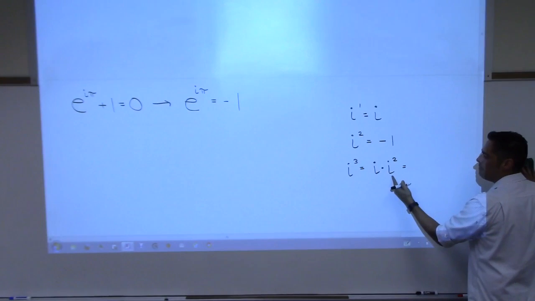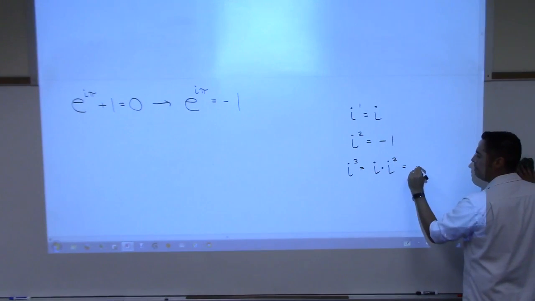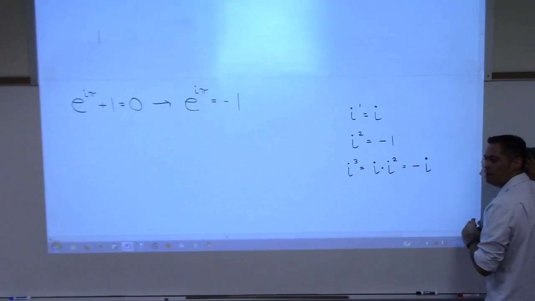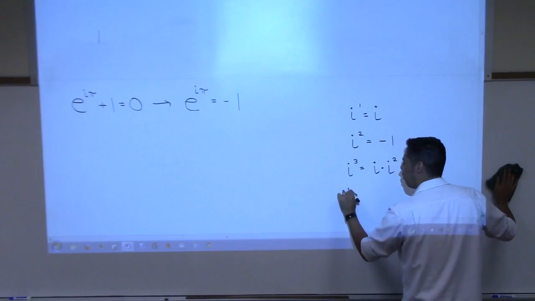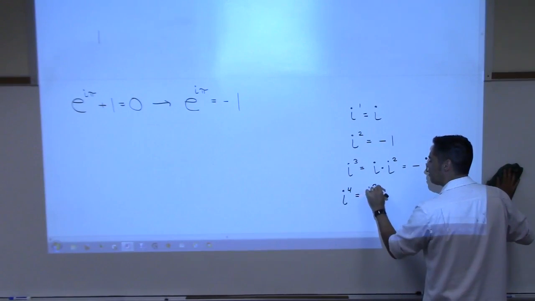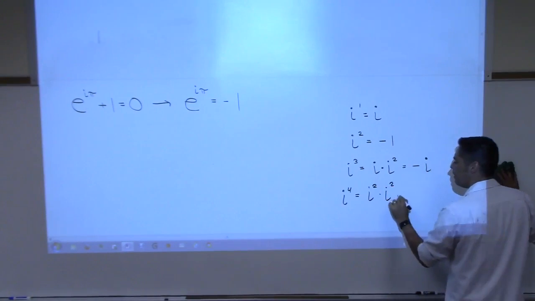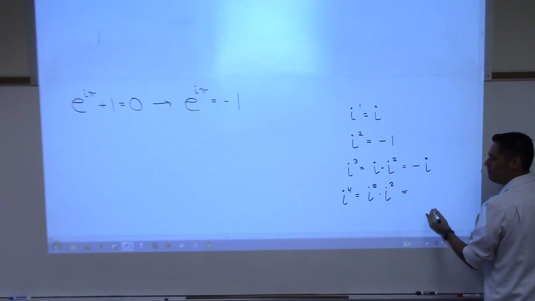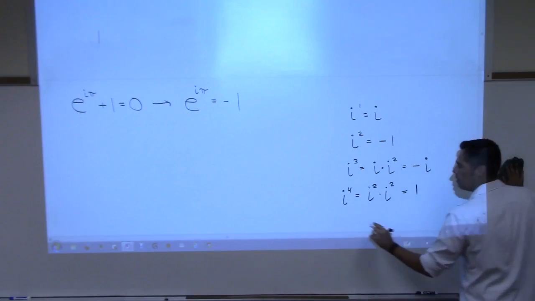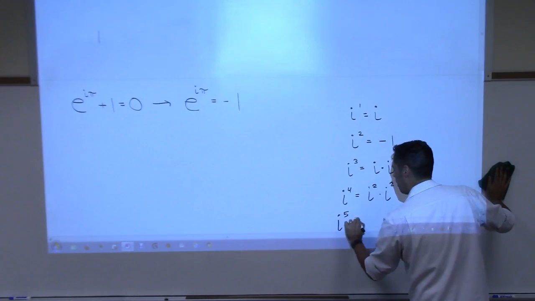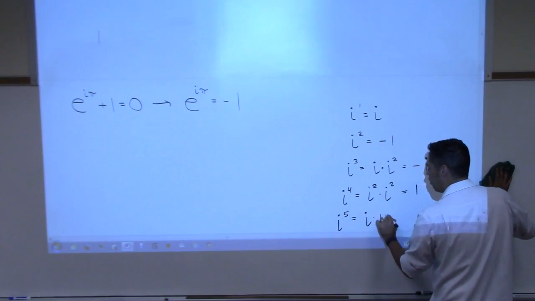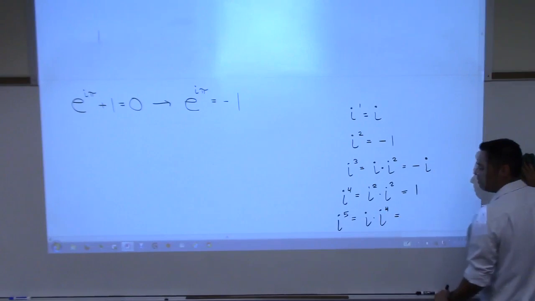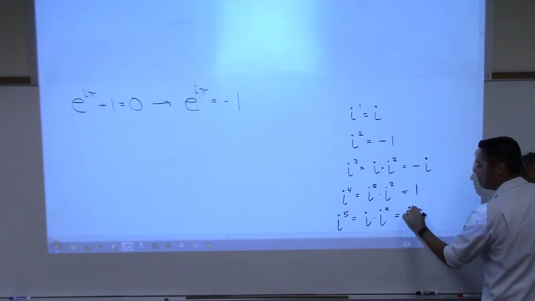What's i squared? -1. What's -1 times i? Negative i, right? Okay, what's i to the 4th? Isn't that i squared times i squared? So isn't that -1 times -1? 1. What's i to the 5th? Well, isn't that i times i to the 4th? So isn't that just i?